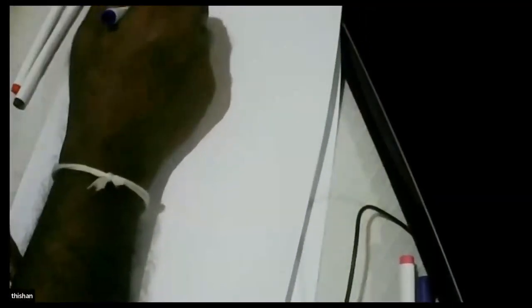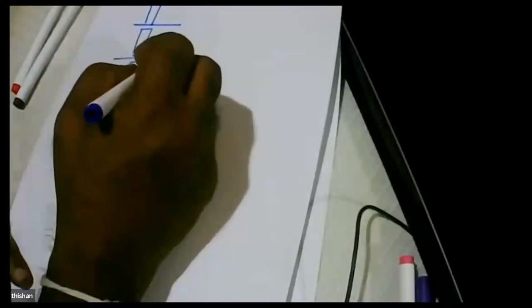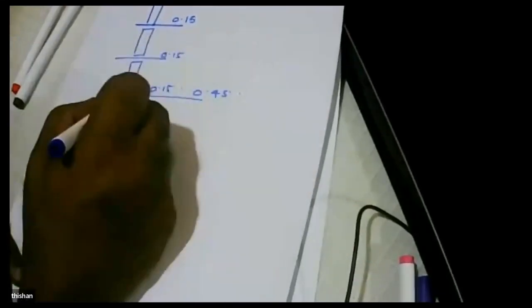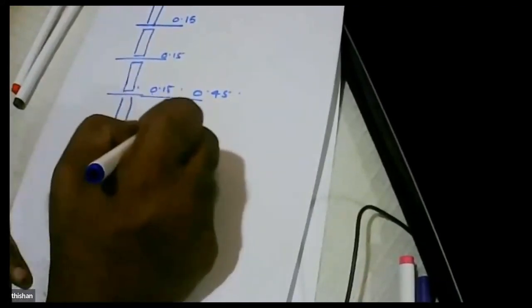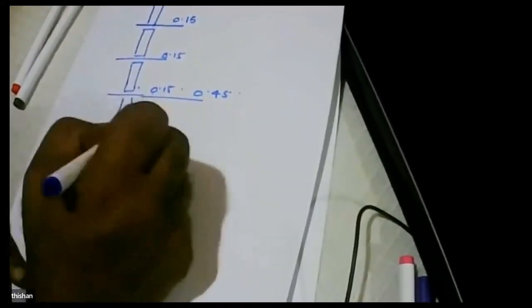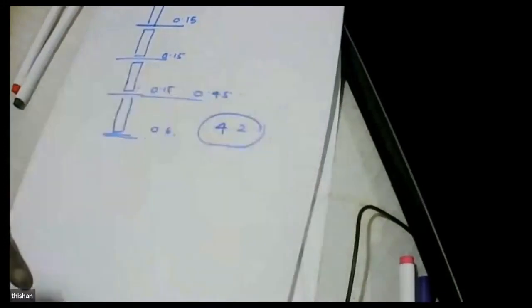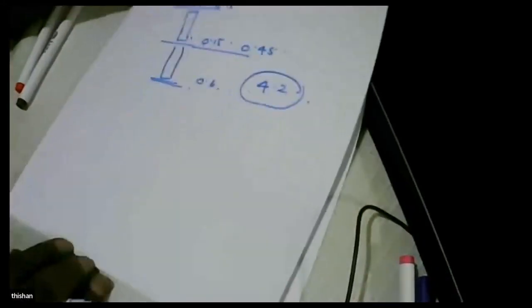So we can have a situation here: we have one flow, another flow, and each one of these will give a stress of 0.15, 0.15, 0.15. So the total will be 0.45. That means if you want, we can go for another flow as well, with the overall factor of safety of 4.2.